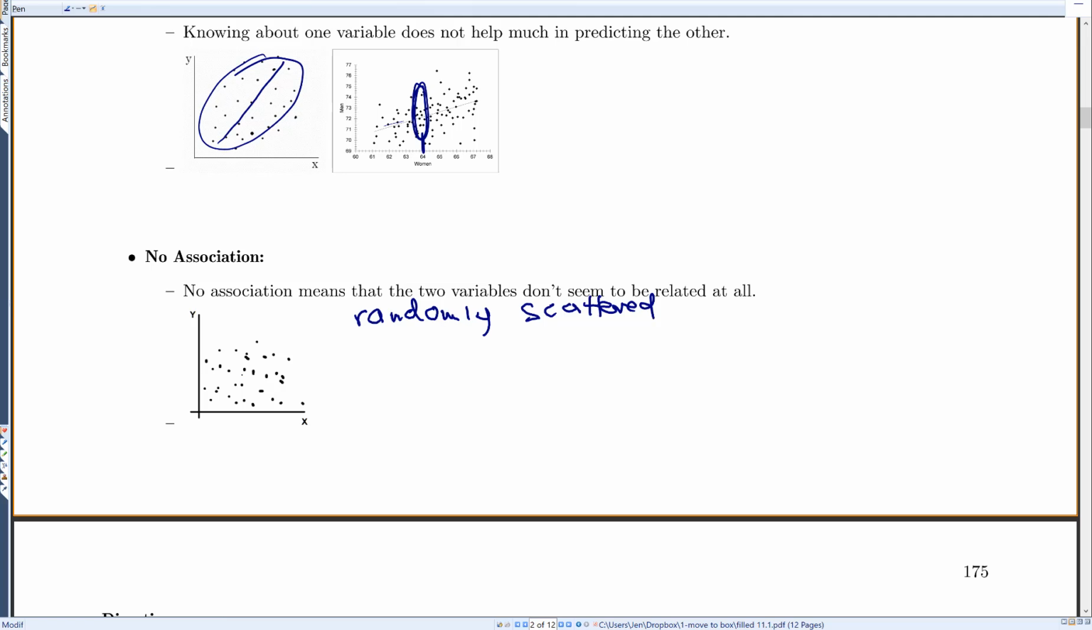In fact, how would you even do a line? Would your line look like this or this or this or this? You can't even figure out where the line would go. They just seem like they're randomly scattered.